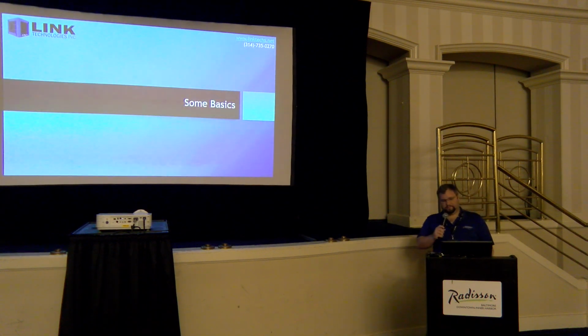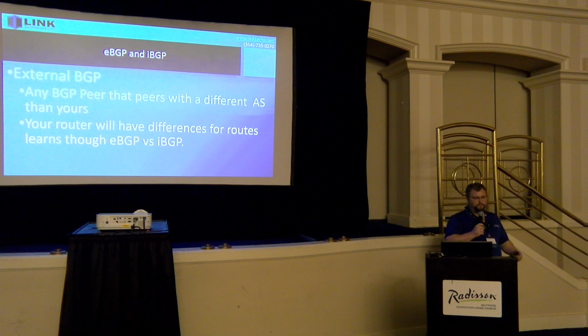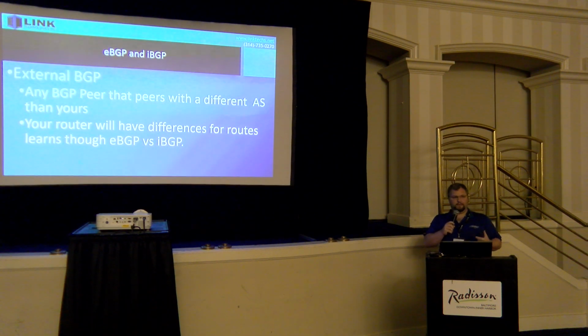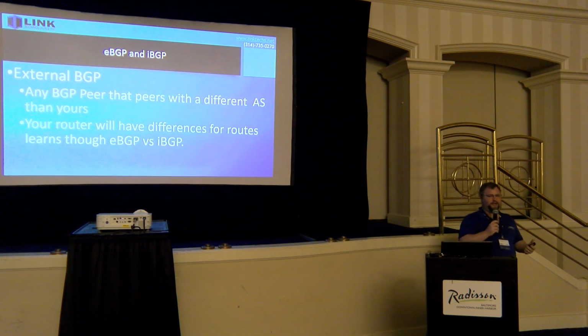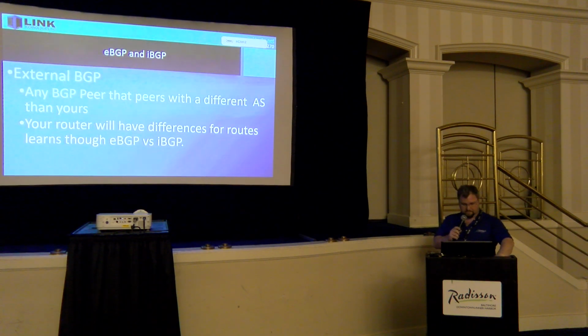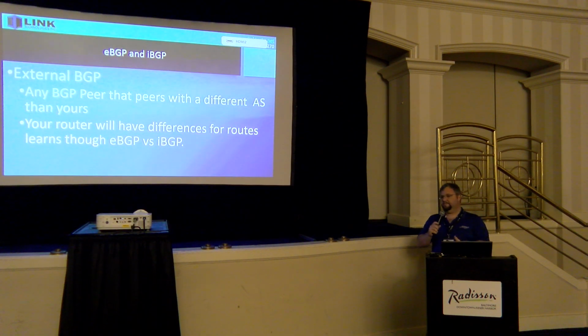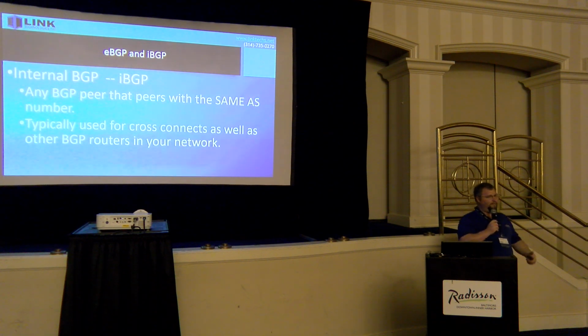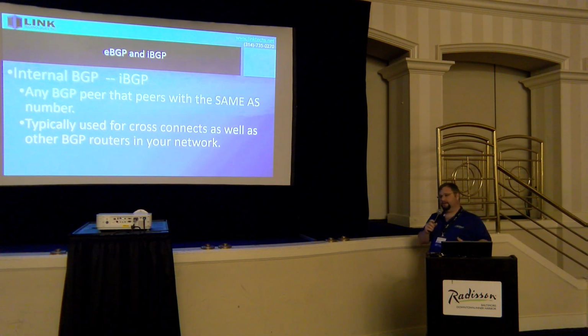So let's go over some basics. The very first thing is we have two different flavors of BGP. One is external BGP. How many people here use BGP to connect to their peers? Some, okay. External BGP is basically a BGP peer that has a different AS. That's really it. We also have another form of BGP that we call iBGP, and this is basically a peer that has the same AS, or the same autonomous system number.